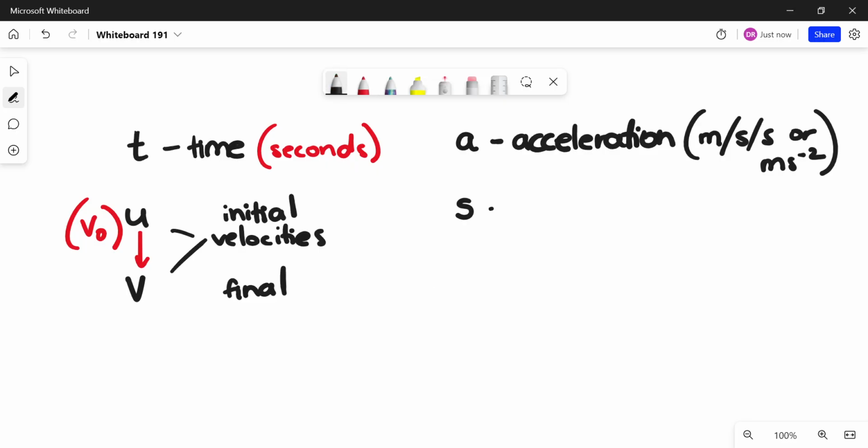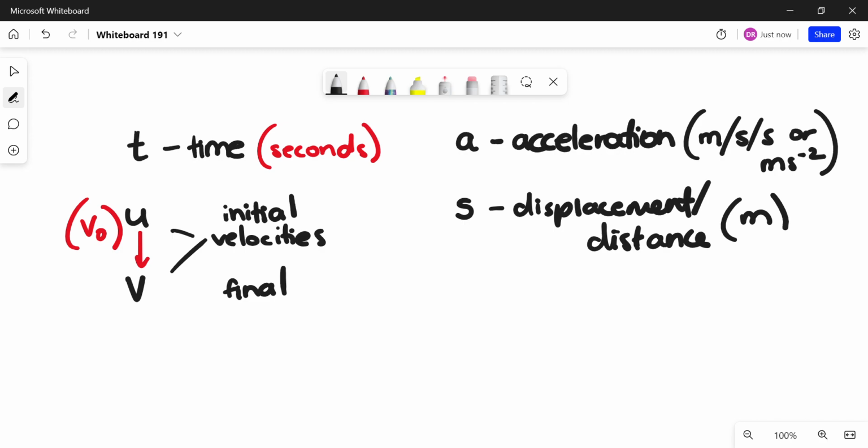S is going to be representing our displacement or distance, and both of those are measured in meters. And over here, our velocities, I should have mentioned, are represented by m/s^-1, which is the same thing as meters per second.